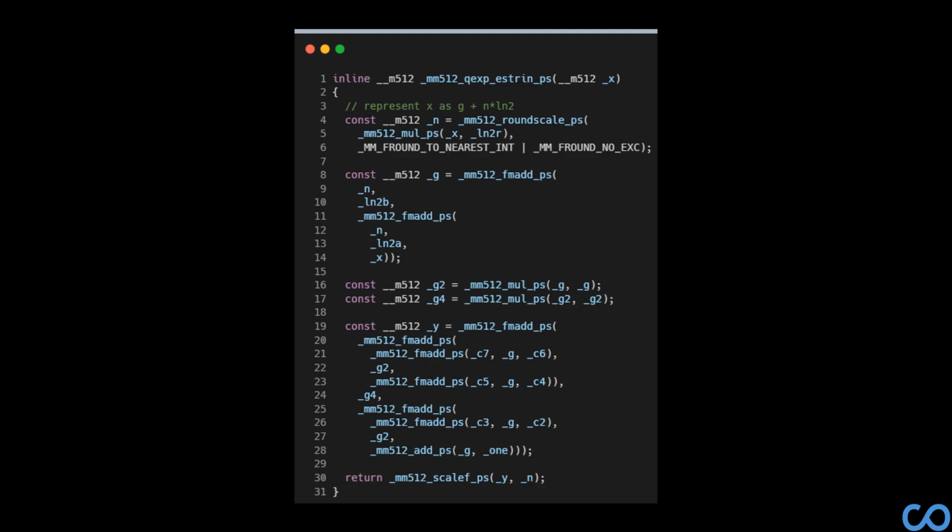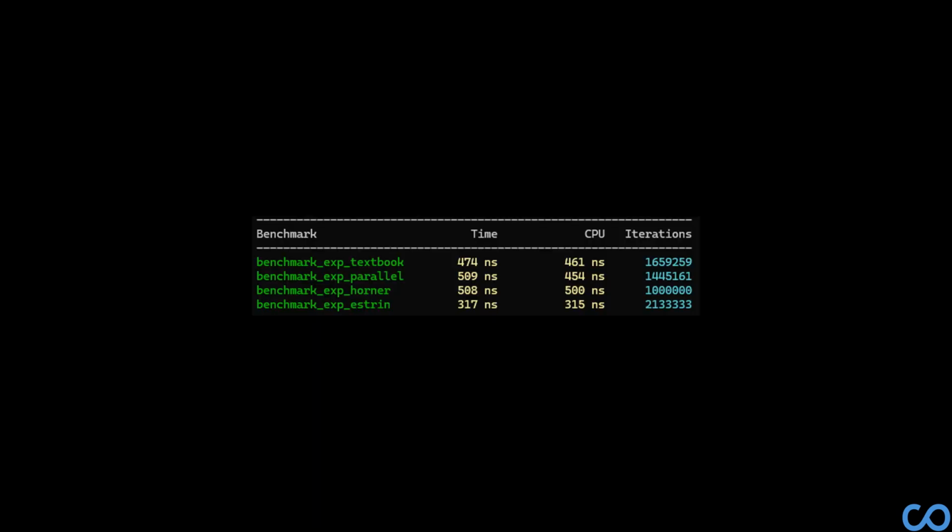Now it's time to run a performance test using Google Benchmark. The tree of pairwise additions turns out to be not only more accurate, but also faster than the straightforward textbook approach. Horner's schema, despite the fewest commands, turns out to be the slowest.